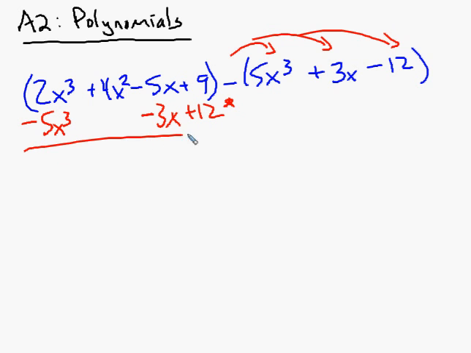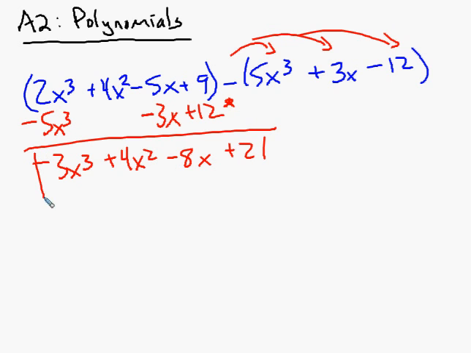And then I go ahead and I can combine these and get negative 3x cubed. That's going to come down. So 4x squared minus 8x plus 21. That gives me my answer there, including the 1 right there, 21.